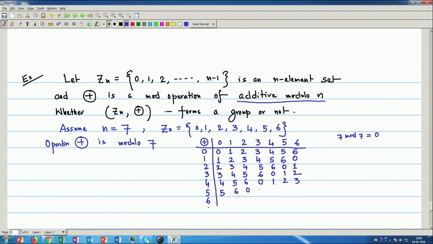5, 6, then 0, 1, 2, 3, 4. Now, this 6, and now it becomes 4, 6, 6, 12, 12 modulo 7 is 5. Now, we see once we got the operations of modulo 7 on the set, I see that my matrix elements are only 0 to 6. So, first thing is that it holds the closure property.